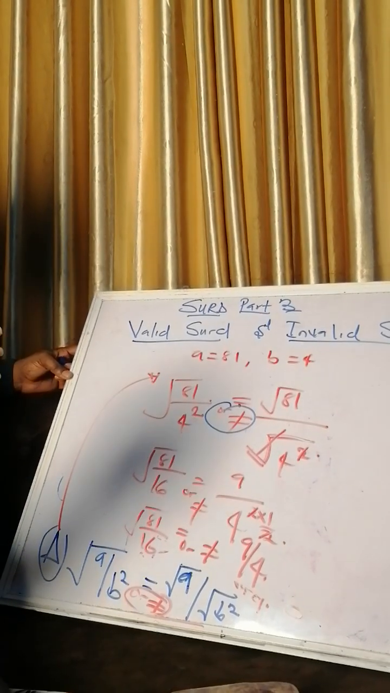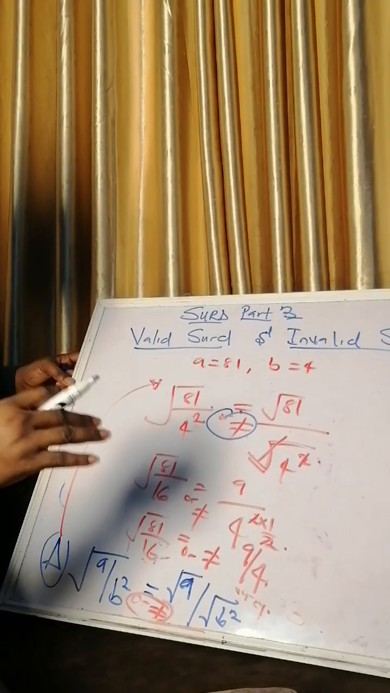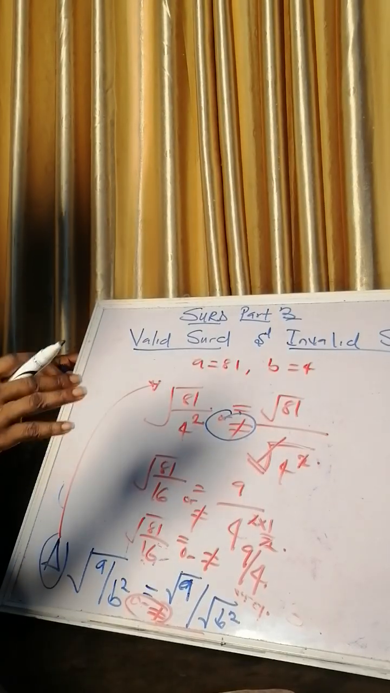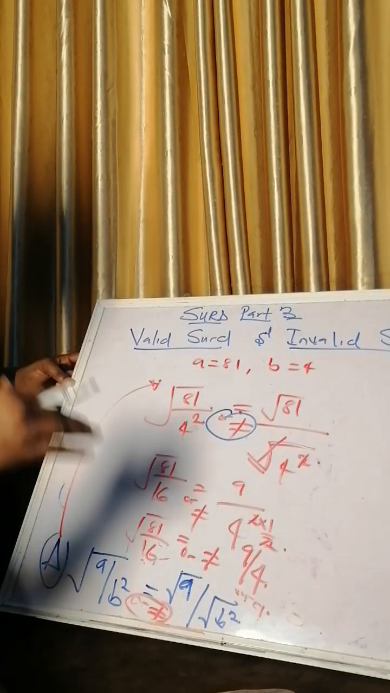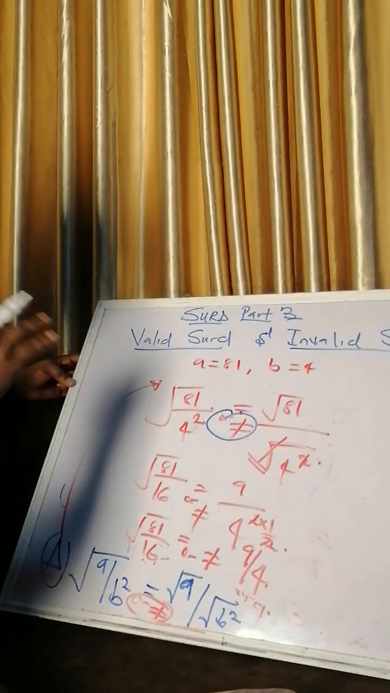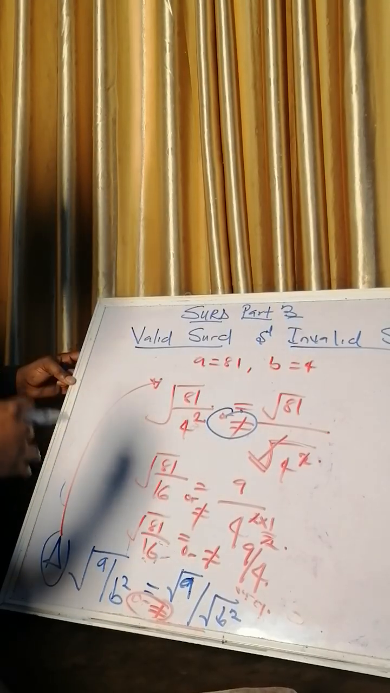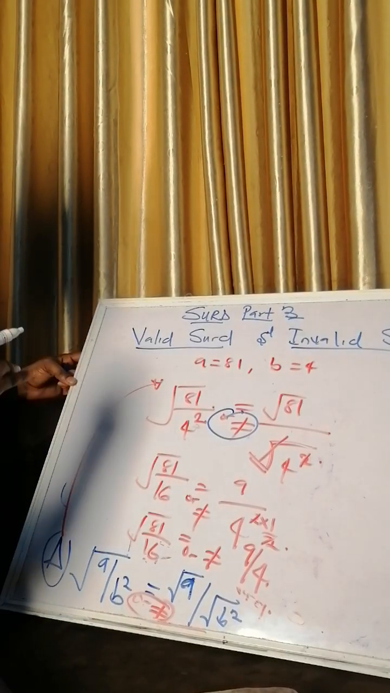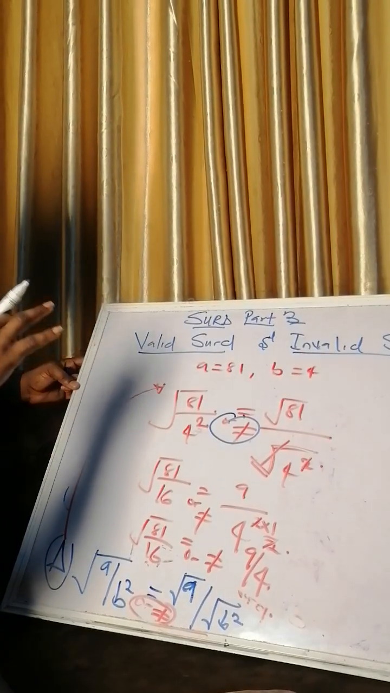So the only thing you can do here for now that is valid is multiplication. All the other ones, which are the addition, the subtraction, and this division part, are not equal and are classified under invalid. By the time we start solving examples, you will understand it better. So this is part 3.